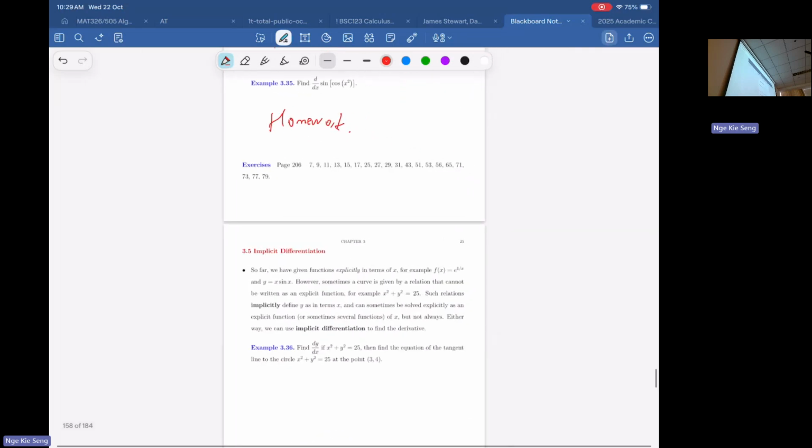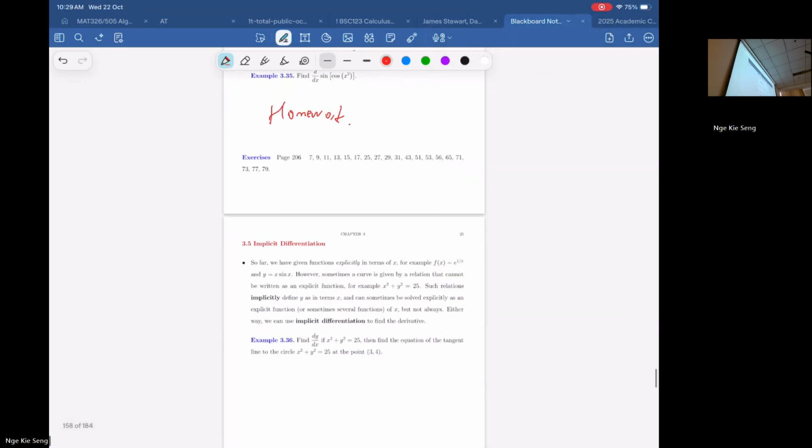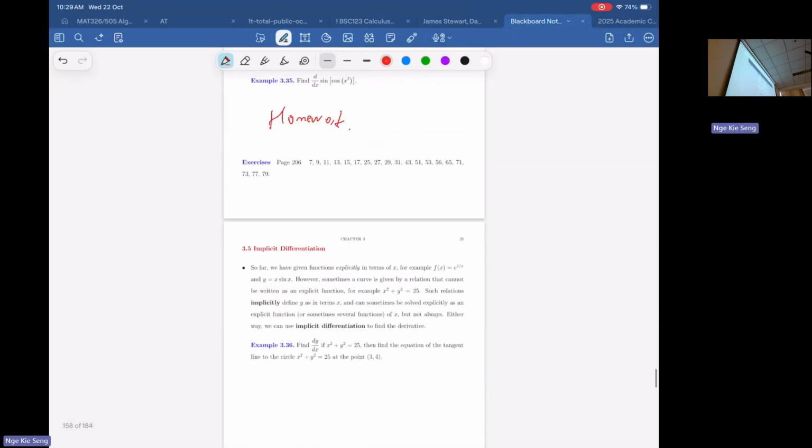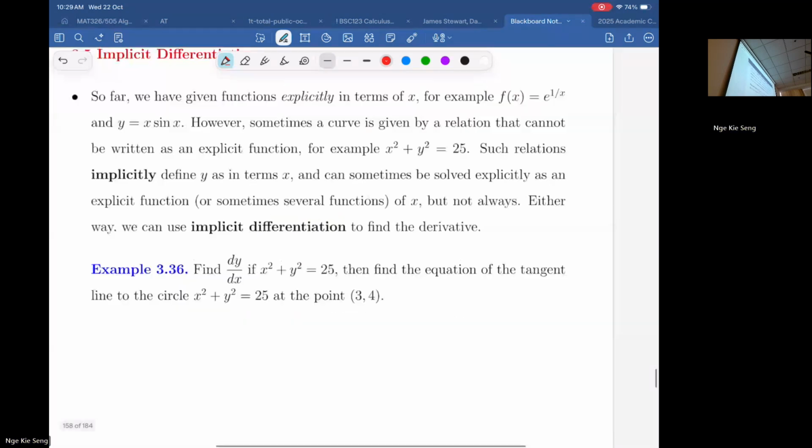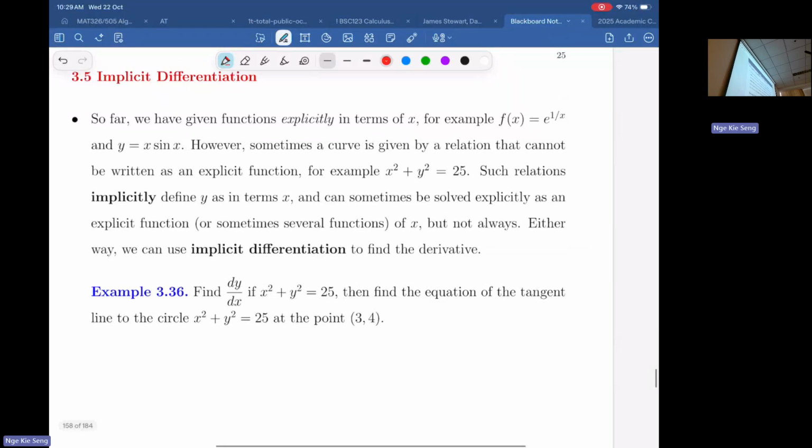Okay, so maybe let's do this example then. We will use 3.36 as an example for this new concept here, implicit differentiation.